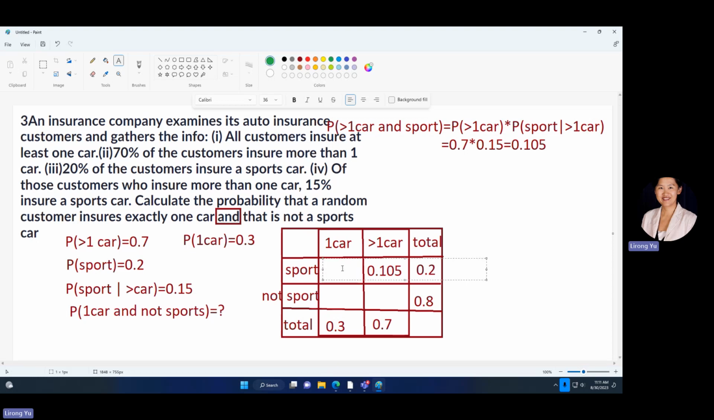This is after subtraction, that is 0.08. Right? I'll add it to that one. And then these two are supposed to be this one, so I can then use subtraction. What is this? That is the one we're calculating. Probably one car and not sport, right? Not sport and one car. So that after subtraction, we should be able to find the answer.